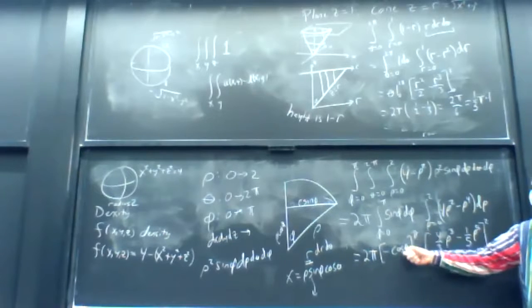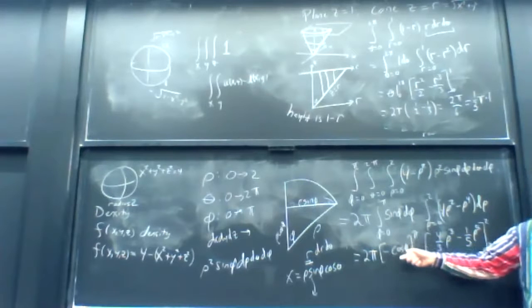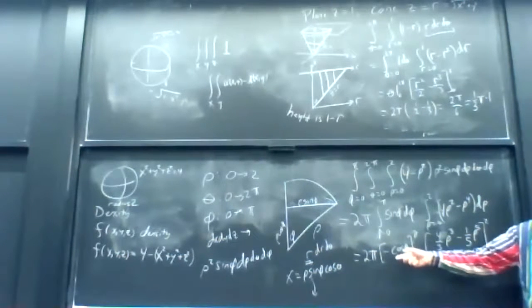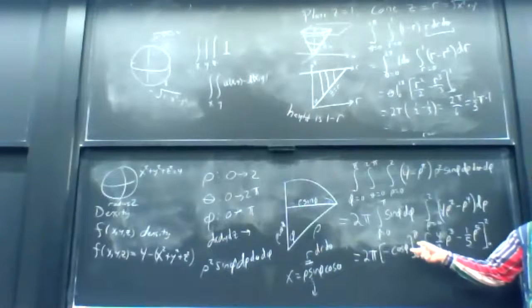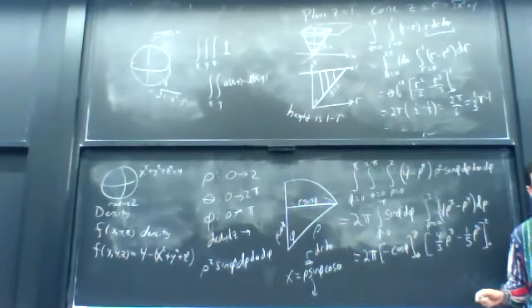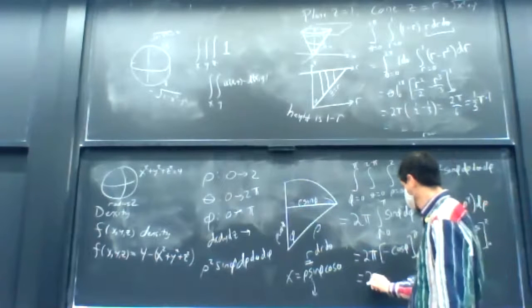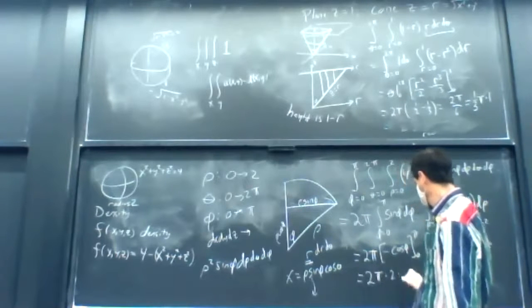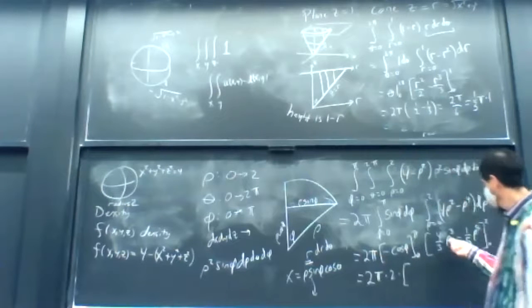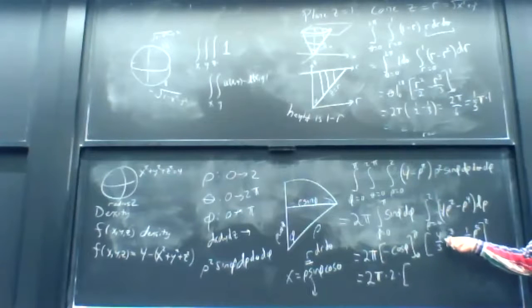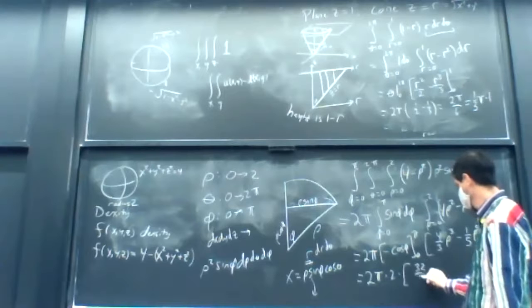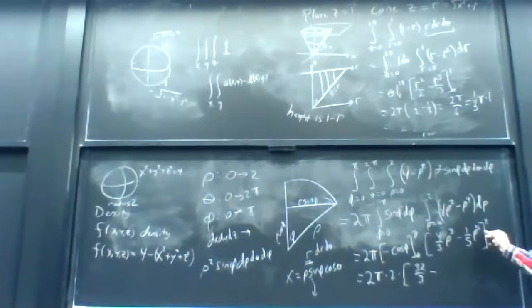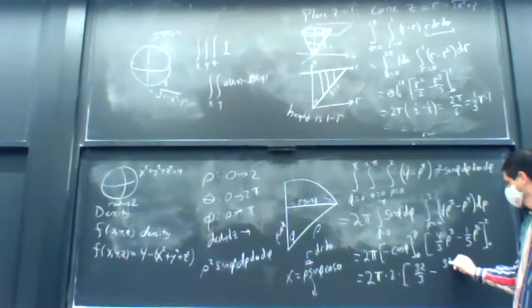All right, when I plug in pi, I'm going to get negative cosine of pi, which is going to be plus 1. And I subtract off negative cosine of 0, so I'm subtracting off the negative 1, so that's going to be 2. So I'm going to get 2 pi times 2. And then over here, when I put in 2, I'm going to get 8 times 4 is 32 over 3, so it's 32 over 3 minus 32 over 5.